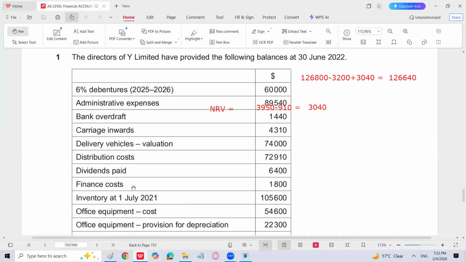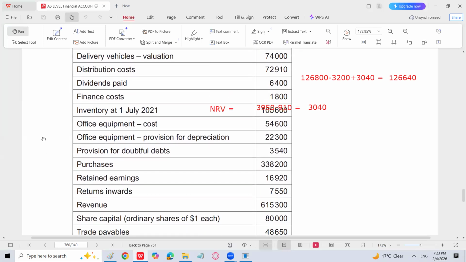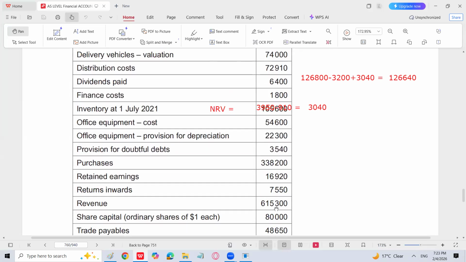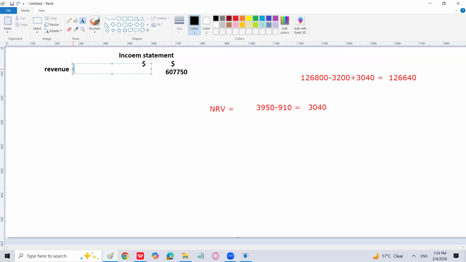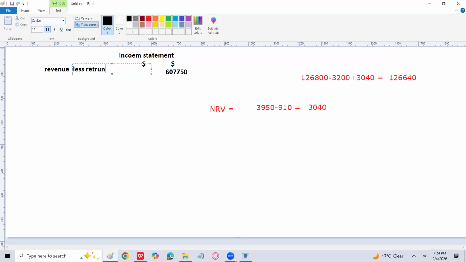So revenue given in the question, or sales given in the question, is here 615,300. See, it is written sales is 615,300 minus return inward, sales return 7,550. Whatever the amount will come, I will write the amount in the sales column. 615,300 minus 7,550 is 607,750. The answer is 607,750. Okay. You can write like this: revenue less return.